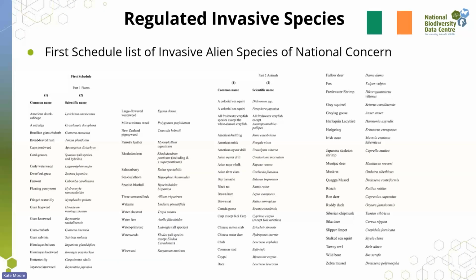At a national level, we have the first schedule list of invasive alien species of national concern, and there are about 71 species on this list, and some of those are also EU regulated. And if you want to find the list of species, that's available on our website, invasives.ie.